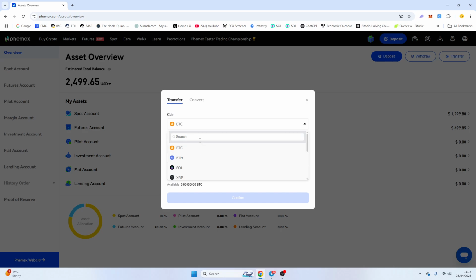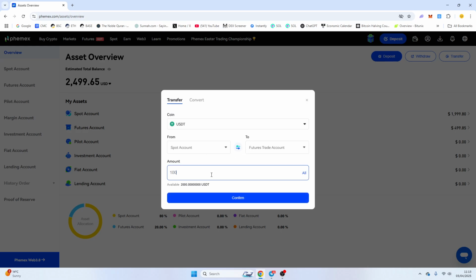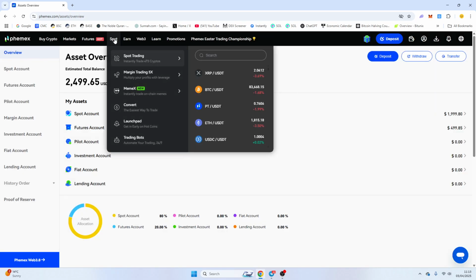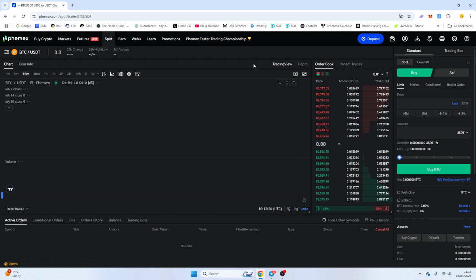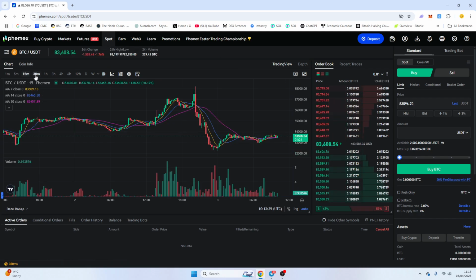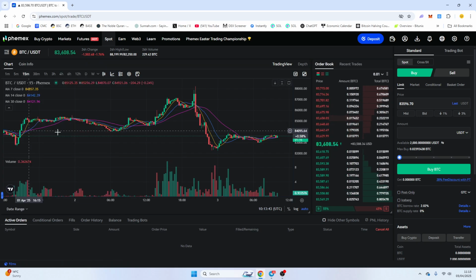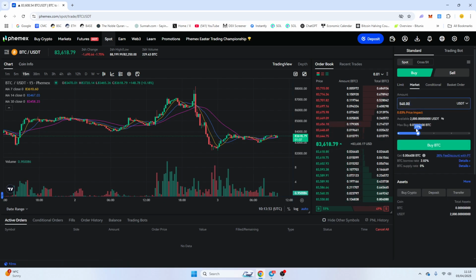So let's say I've got some USDT, and I want to transfer $100 between them. I'll just confirm, and like so, now we've got the spot. The spot is basically where you're able to purchase pretty much any cryptocurrency you want. So let's say we want to buy some Bitcoin. We would go here onto spot, make sure it's spot, not cross, obviously, and we're going to click market, and we're going to buy some Bitcoin.